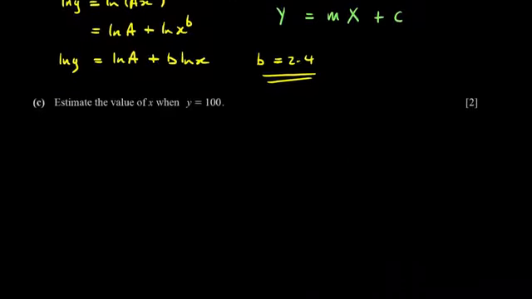All right. Part C, I want to estimate the value of x when y is equal to 100. Well, the key thing really is to understand that we are estimating, right? We're estimating. So probably the best thing to do is to find out what ln 100 is and see what that gives us on the graph. So I'm going to get here ln 100, and that is 4.605, so 4.6 I'll just say.